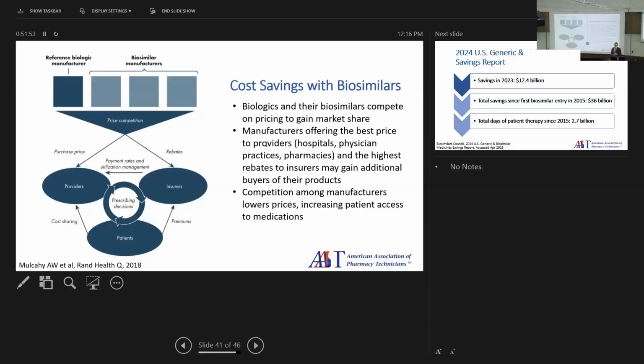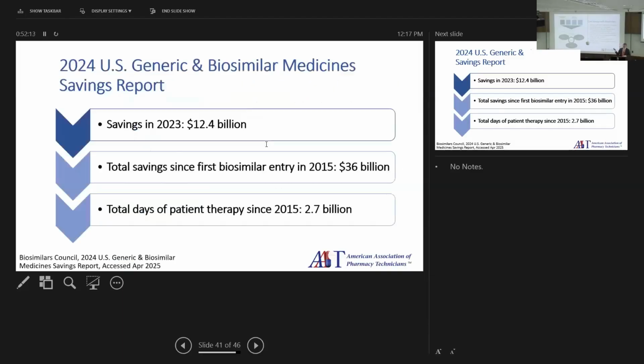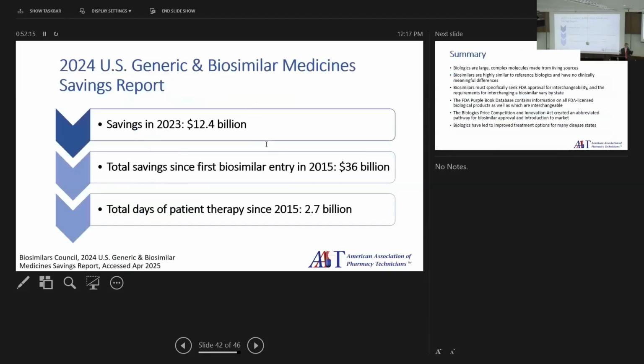And so by decreasing the purchase price for providers and hospitals and offering additional rebates and pricing for insurers through this competition, we can decrease the cost for all members of the healthcare system, most importantly our patients. And so this has really led to a lot of savings, since in just 2023, this is some data from the 2024 U.S. Generic and Biosimilar Medicine Savings Report.